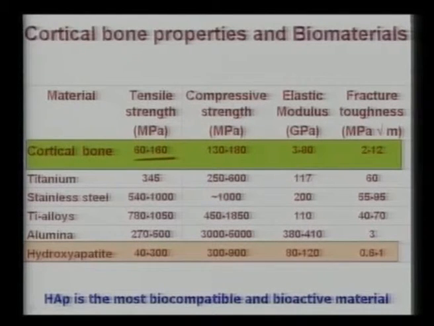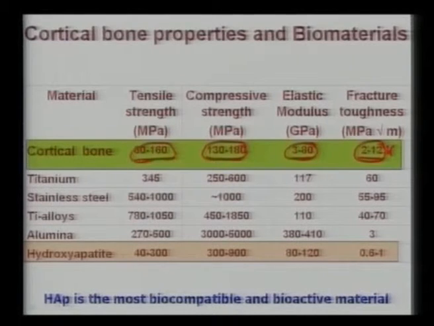This large variation in tensile strength is essentially due to the anatomical location of this cortical bone in the human body, like whether it is in the shoulder or the thigh or the hand, depending on what part of the body you are taking the bone from. So depending on that anatomical location, your cortical bone properties also vary. But largely, compressive strength is around 130 to 180 MPa, elastic modulus is around 3 to 80 GPa, and fracture toughness, again depending on anatomical location, is around 2 to 12 MPa square root meter.